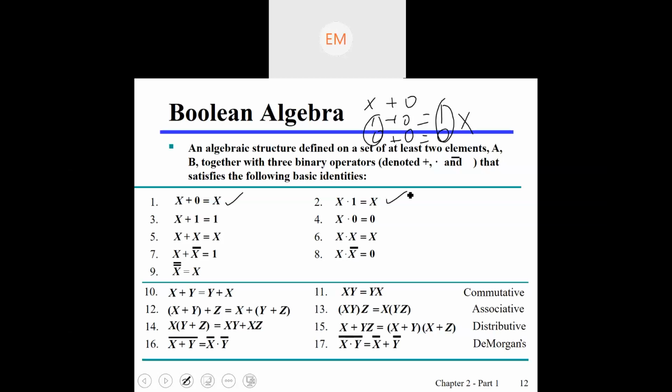In here we're using and. So you are using and. X can be either 1 or 0. If X is a 0, the answer will be 0. And if X is 1, the answer will be 1. So whatever X is, the answer will be X. Any question, guys?